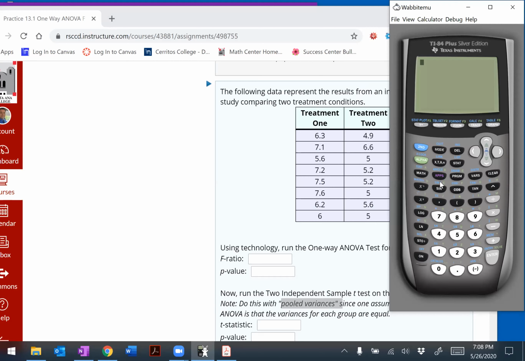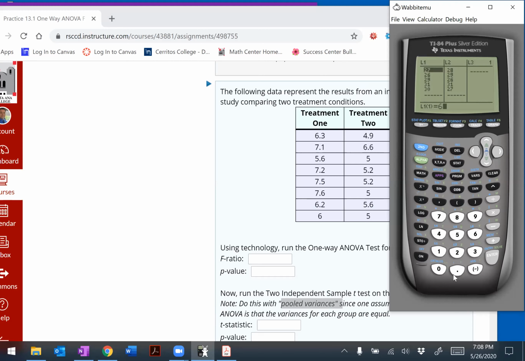We're going to plug these into our list, right? So let me go to stat and then edit, and plug these into the lists. I'm going to clear list 3. Okay, and I'm going to edit list 1 and 2.